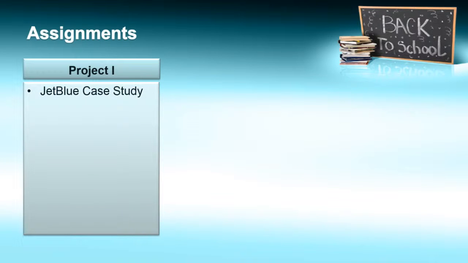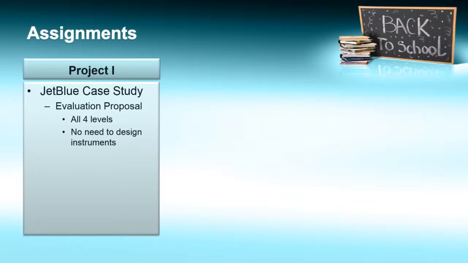So let's take a look at those projects first, and you'll get a lot more information about each, but this is just an introduction. Project one is going to be a JetBlue case study, and this is going to be pretty much an evaluation proposal of our 4 levels. You do not need to design any kind of instruments, and as you will see, your design is not going to be a full-fledged design. It's going to be something a little bit more general. It's your first stab at this type of work.